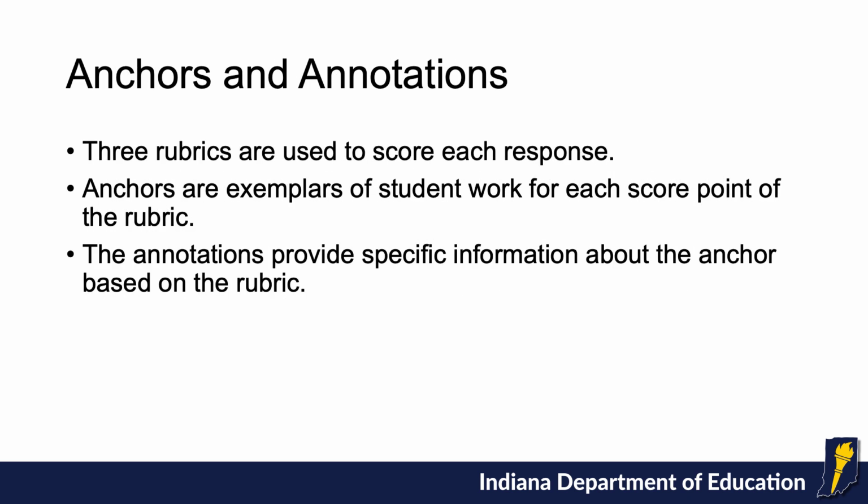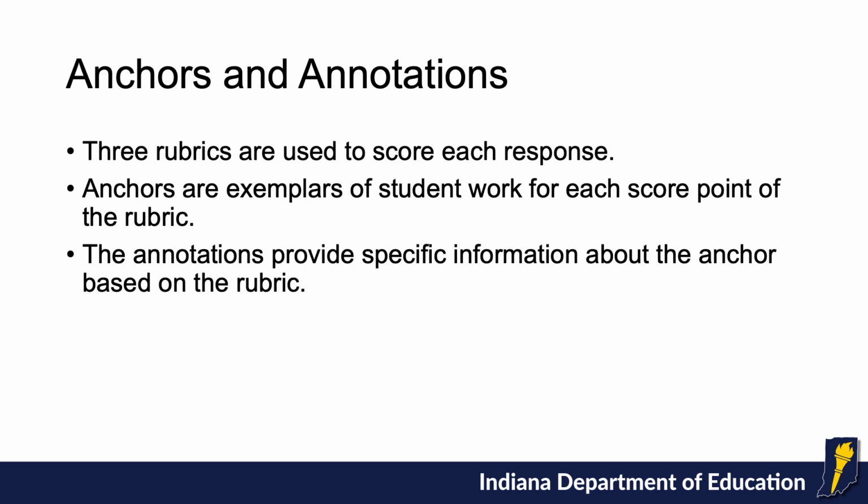There are 3 rubrics used to score each response. 2 of the 3 rubrics are genre-specific. These rubrics can be found on our website on the ILEARN Sample Items and Scoring page. They are also available in the item specifications and the Released Items repository scoring guides.